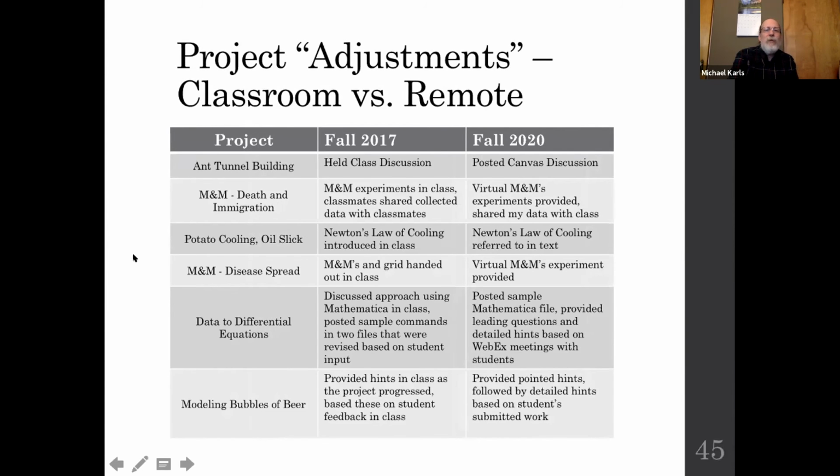Okay, so what are some of the adjustments I made for fall 2017 to fall 2020? I have the projects listed here in the first column, the 6 projects, and then in the second column, I have what I did for fall 2017. So for example, for the ant tunnel, we had a class discussion building. And for fall 2020, I used Canvas discussions. For the death and immigration, we used M&Ms in class. We used virtual M&Ms for this last fall.